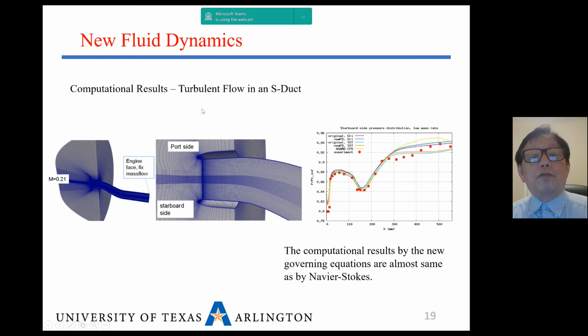For the turbulent flow in S-Dark, of course, we have to use a model. If we use the same model, the original one with the model is the purple, and the new governing equations is green. They're almost the same if we use the same model. So the computation results prove they are almost equivalent.